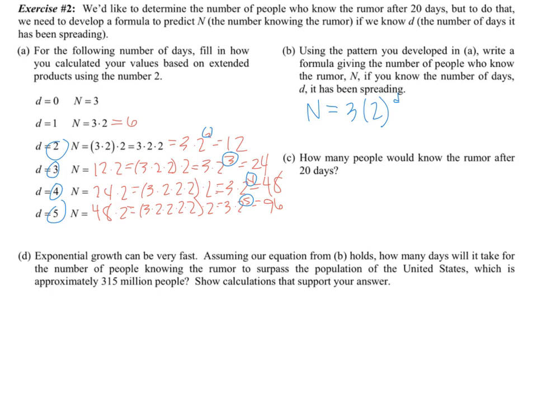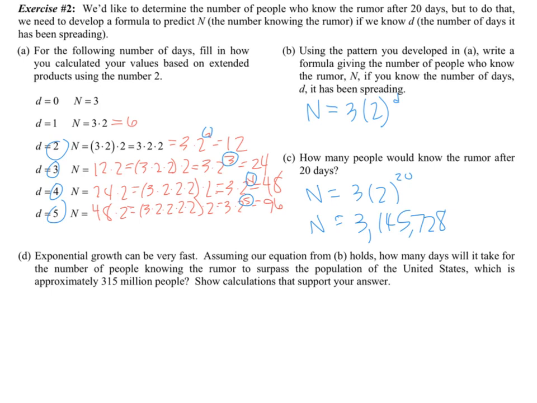So how many people would know the rumor after 20 days? So what you're going to do is put 20 in for D. So N equals 3 times 2 to the 20th. Well, 2 to the 20th power is a really big number. Then you multiply that by 3, and you end up with 3,145,728 people. Exponential growth can obviously be very, very fast.